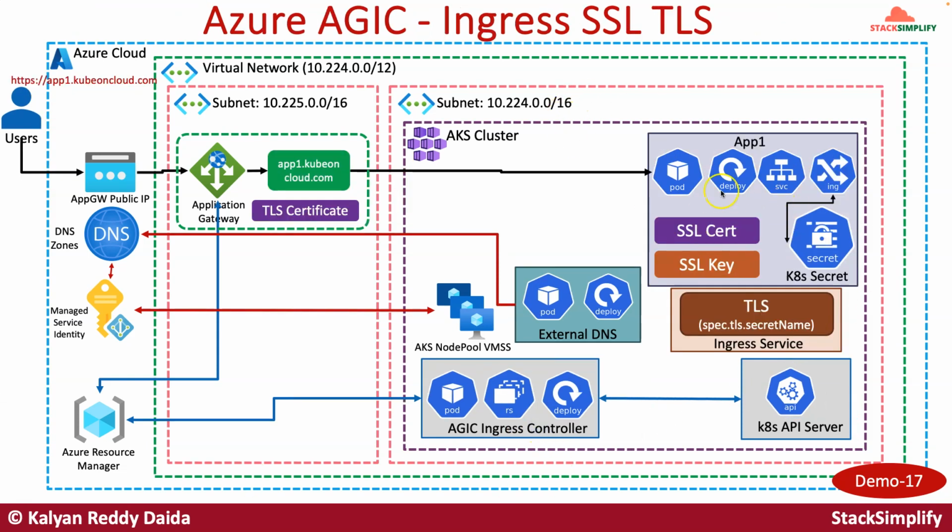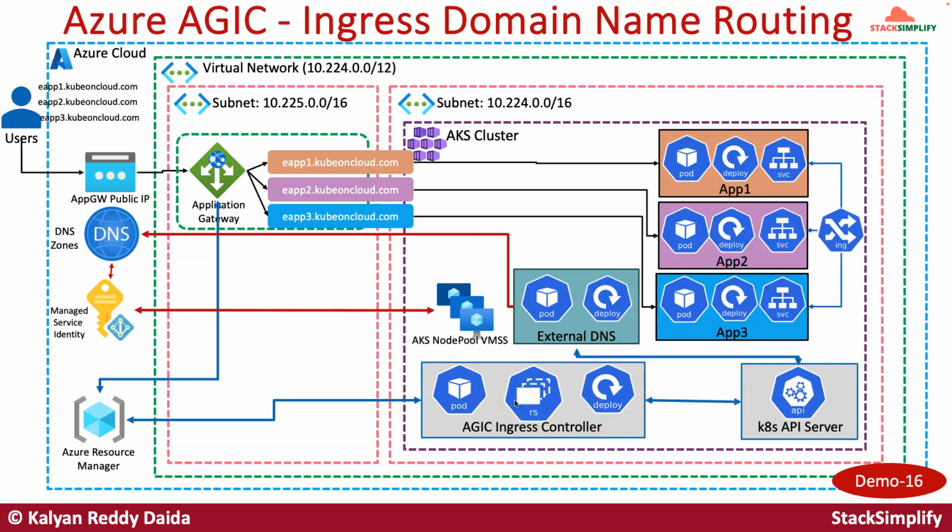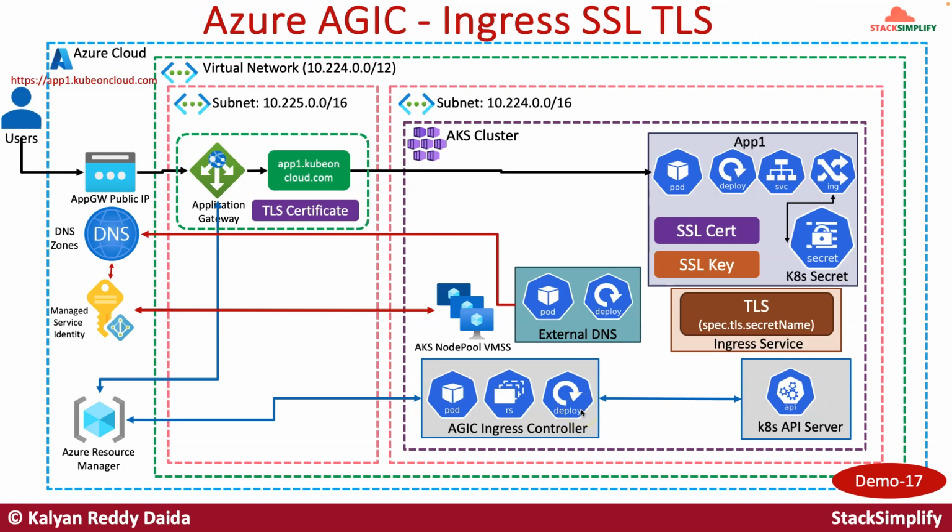From there, we'll move on and implement Ingress SSL TLS. So Ingress TLS is one important concept from the Ingress service perspective. We are going to create an SSL certificate and SSL key, and using those two things, we are going to create a Kubernetes secret and reference that Kubernetes secret in this Ingress service. And when we deploy this Ingress service, this SSL certificate will be automatically uploaded to application gateway by the AGIC Ingress controller. And we are going to see this demo practically.